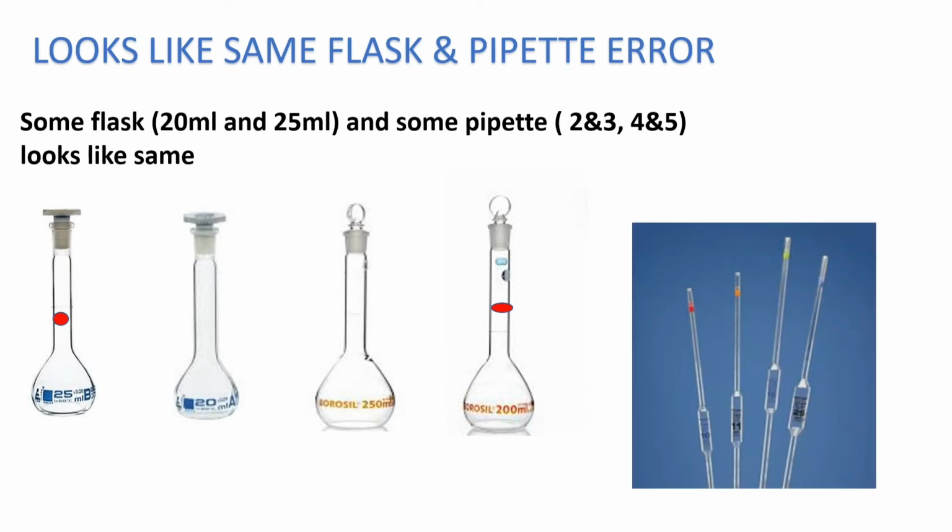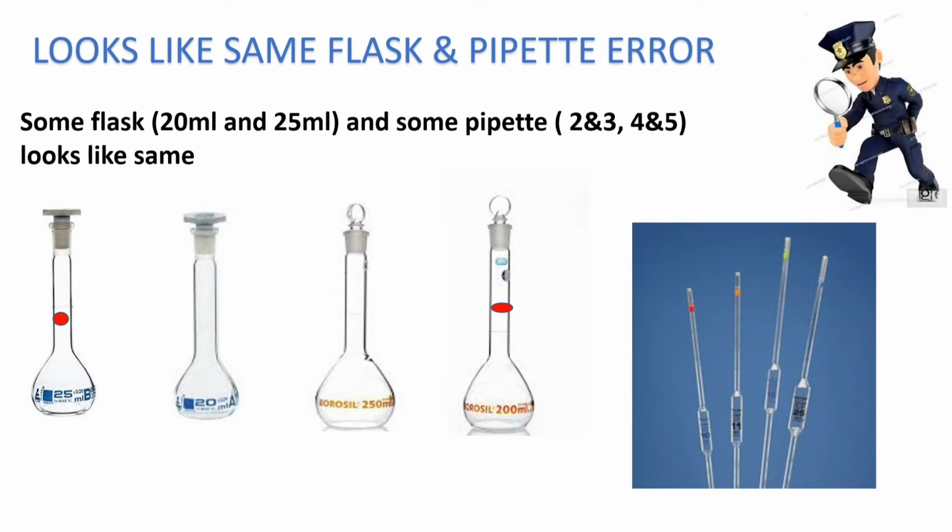But this is a very old marking system. Nowadays in the market, flasks of different shapes are available for 20 ml, 25 ml, and 200 ml and 250 ml. So that can be procured from the market. It is very easily identified. This flask does not look the same. So in this way also you can reduce your error.